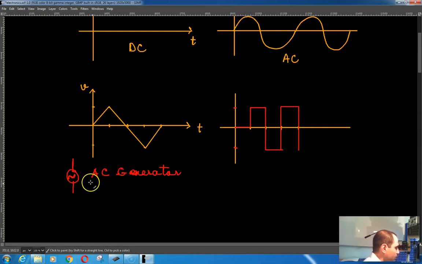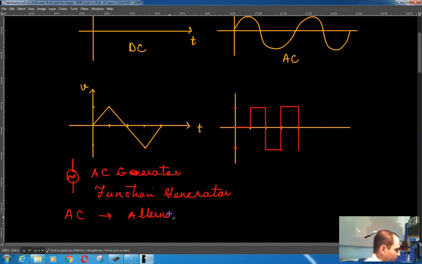So this would essentially be a function generator. And of course you know that AC stands for alternating current.